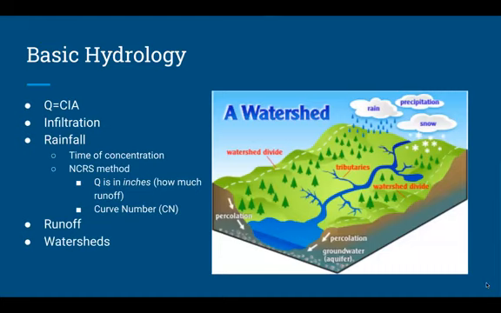Basic hydrology basically covers the watersheds, infiltration, rainfall, runoff, among other things. There's also the equation Q equals CIA, which is most popular. And whenever you see on the FE Q is in inches or a curve number, you must use the NRCS method.